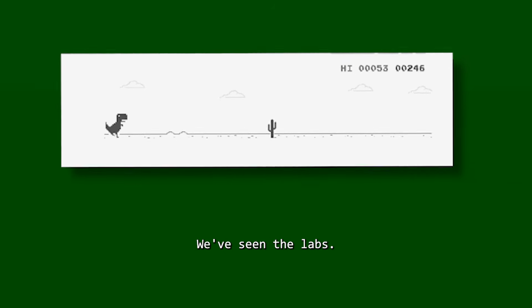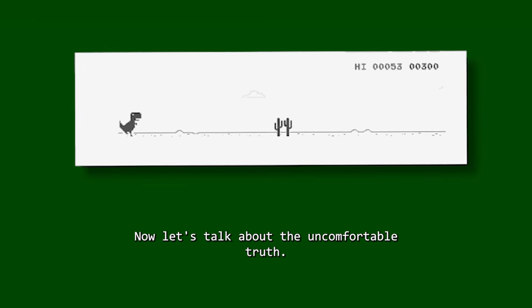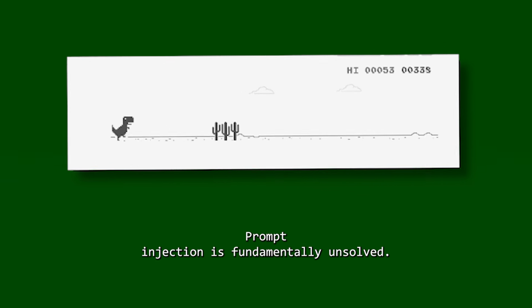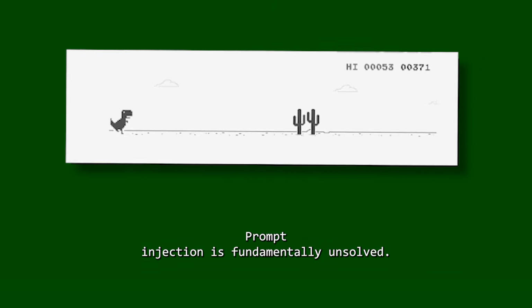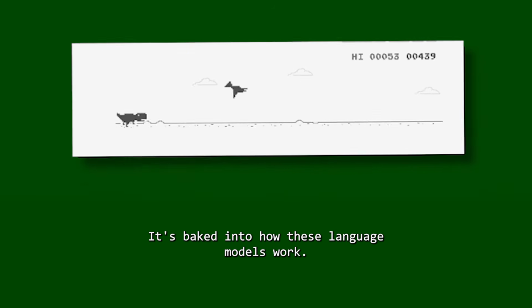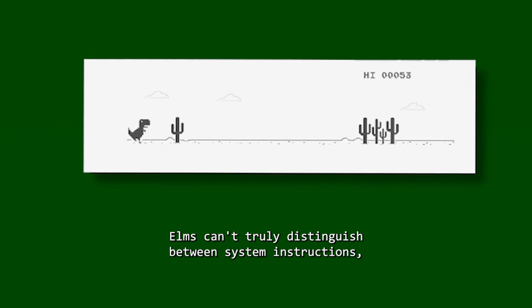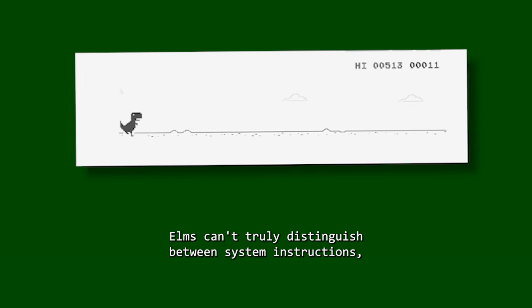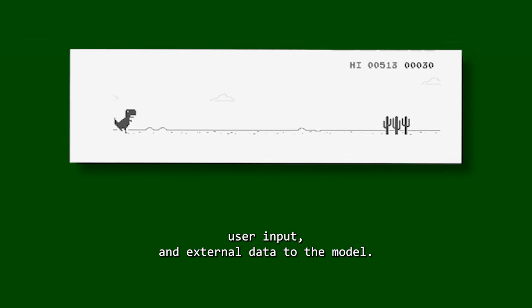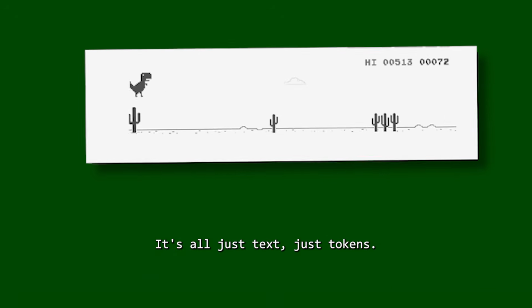Okay, we've seen the labs, we've seen the chaos in the wild. Now let's talk about the uncomfortable truth. Prompt injection is fundamentally unsolved. It's architectural. It's baked into how these language models work. The problem is simple but brutal. LLMs can't truly distinguish between system instructions, user input, and external data. To the model, it's all just text, just tokens.